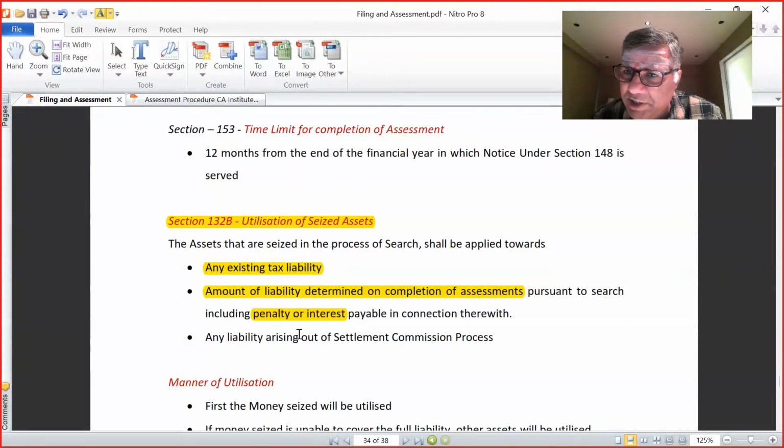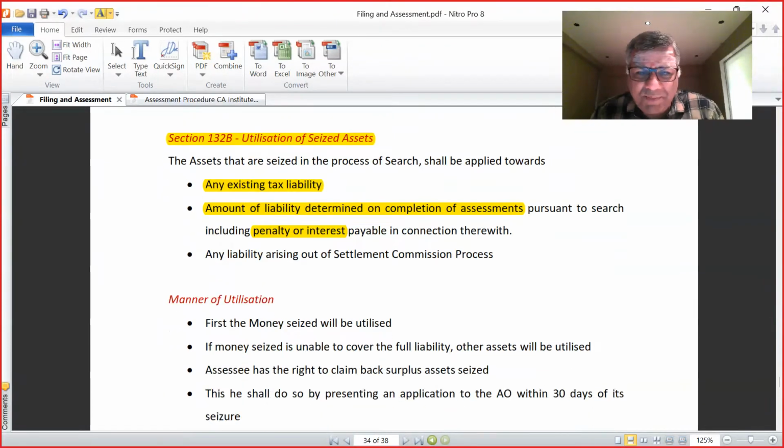What are all the purposes we will use it for? Any existing tax liability determined on completion of assessment. Say on 15th December, 15th September, you have not paid advance tax. So I will use it for advance tax. Can I, the assessing officer, do so? No, sir. It is final tax, not an existing tax liability, and it is not liability of such case also. Advance tax is only optional. If I don't pay, I need to pay along with the interest.